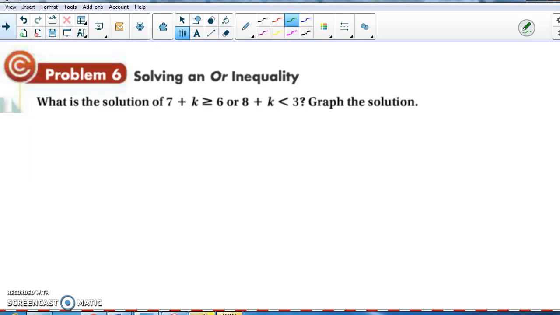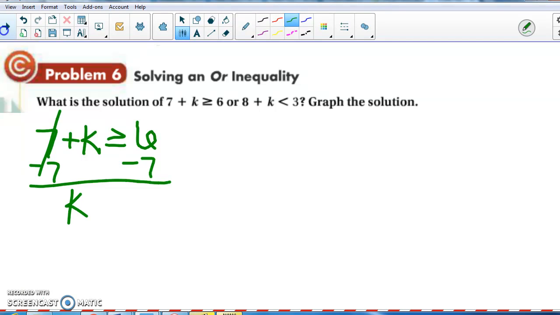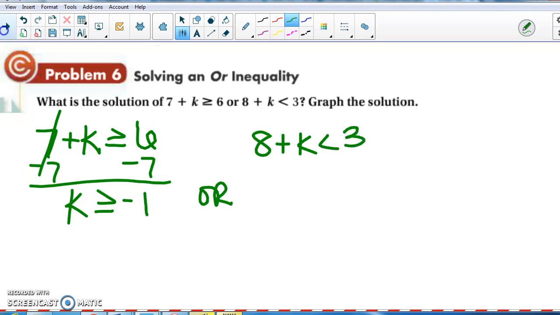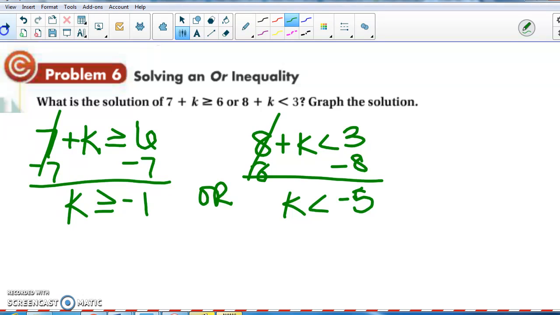When we're solving an or inequality, your solution needs to satisfy either of the two inequalities. So we're going to solve them both separately. So then solve for k. k is greater than or equal to negative 1, or 8 plus k is less than 3. Subtract 8. k is less than negative 5.